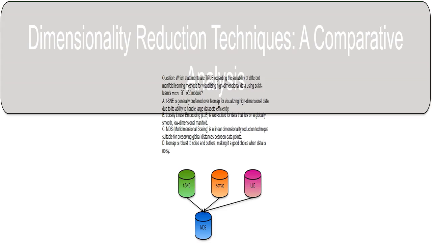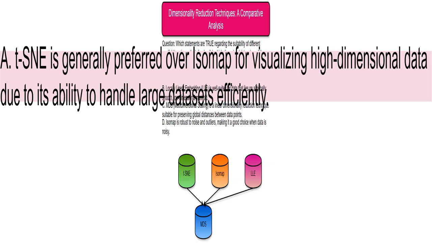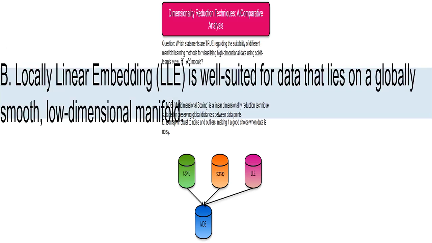This statement is false. T-distributed stochastic neighbor embedding, t-SNE, is great for visualization, but it's computationally expensive and struggles with large datasets. Isomap can handle larger datasets more efficiently. This statement is true. LLE works well when data points have a locally linear structure. That means that each data point and its neighbors lie on a low-dimensional linear subspace. This statement is false. MDS is a nonlinear technique. It's good at preserving global distances, unlike linear methods like principal component analysis, PCA.